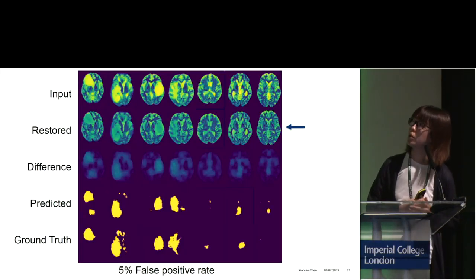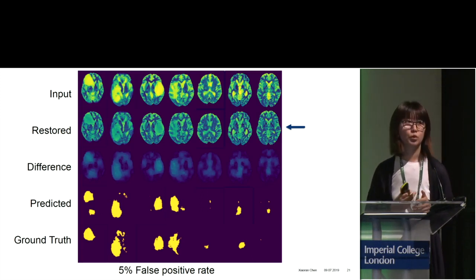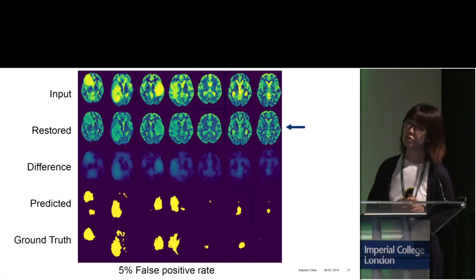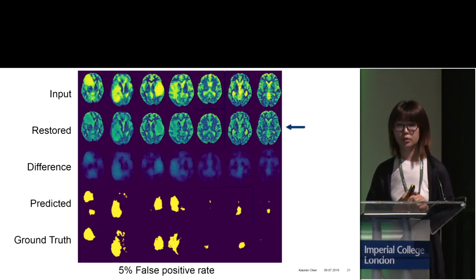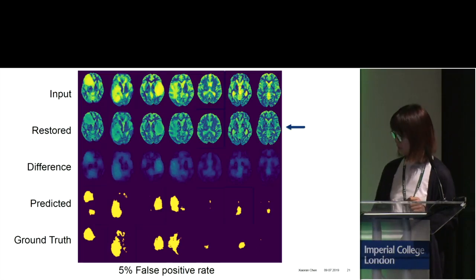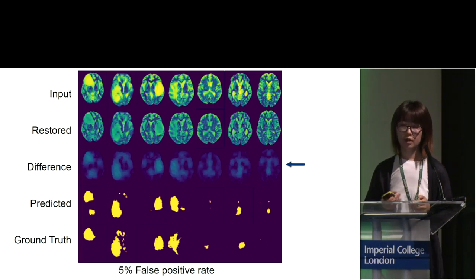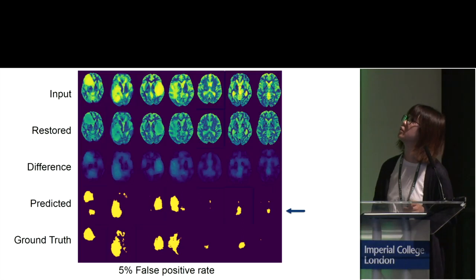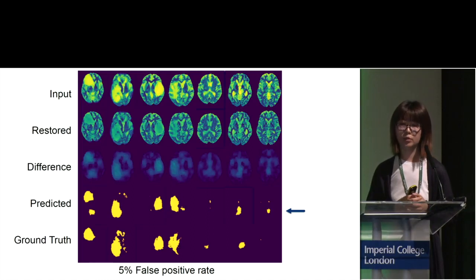So the plot is generated at 5% false positive rate, which gives the best result of the Dice scores. We can see the second row is the restored results. We can see the restoration is relatively naive, which just reduced the intensity of the abnormality, but it turned out it is enough to detect the lesion. We can see that the difference is calculated in the third row, and is better visualized as the predicted segmentation, as in the fourth row here. We can see, comparing to the ground truth, the predicted segmentation roughly matches the ground truth segmentation, even though the model has never seen an image with lesion during training.